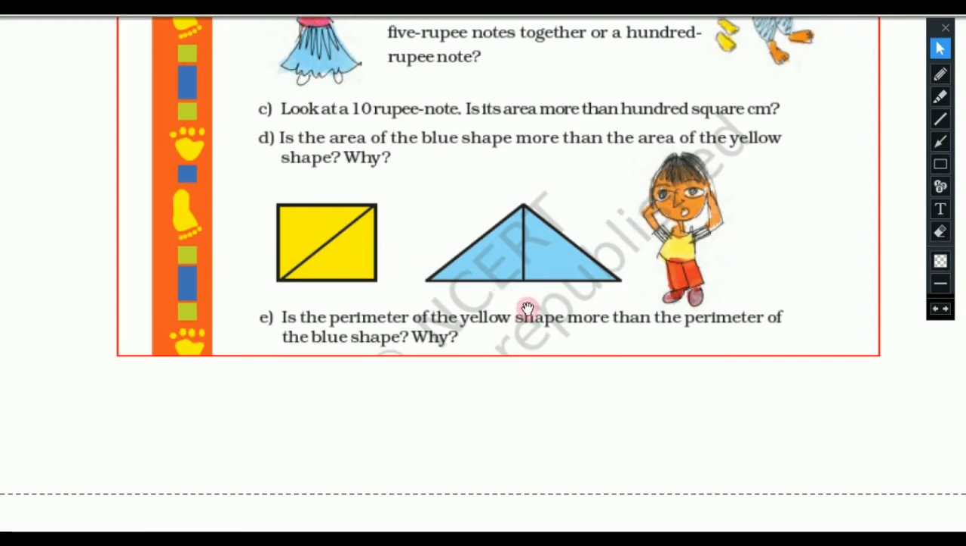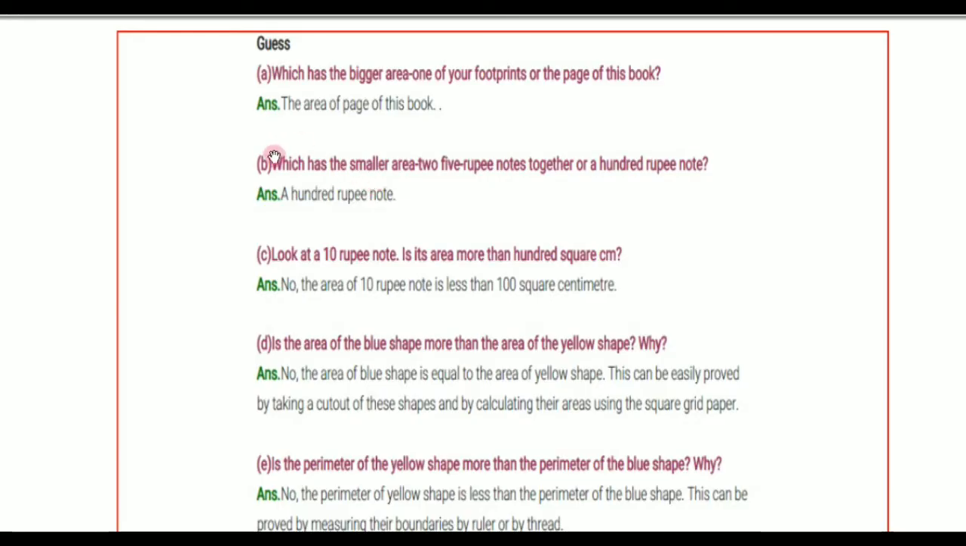This can be proved by measuring their boundaries, these boundaries here, by ruler or by thread. Children, here I have written the answers for you, which I have explained above. Question A. Which is the bigger area, one of your footprints or the page of this book? Answer is the area of the page of this book.